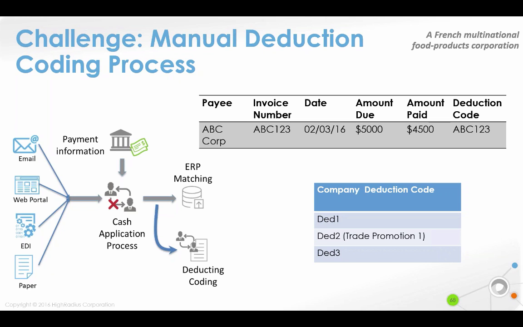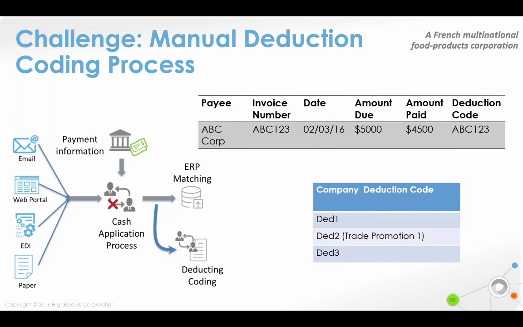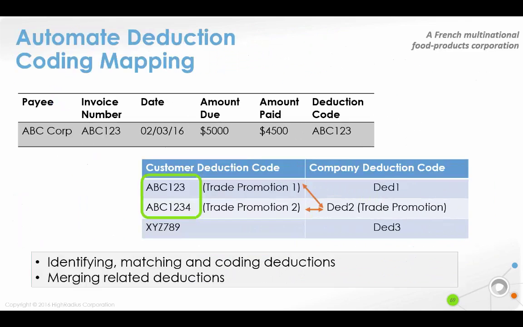So the company's deduction codes would come into the system, and they weren't able to reconcile it unless they did the manual sleuthing, the manual detective work to figure out, well, what does this deduction refer to? Which trade settlement is it talking about here? Which promotion that we had going on? So the automated deduction code mapping was able to match those customer codes to the organization codes.